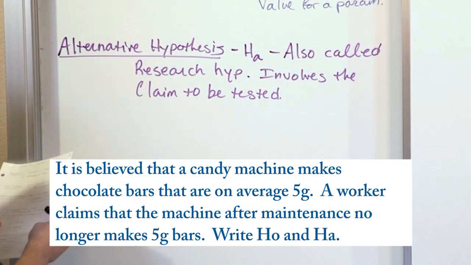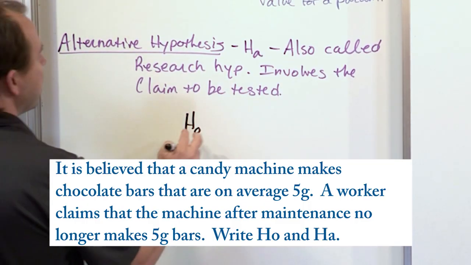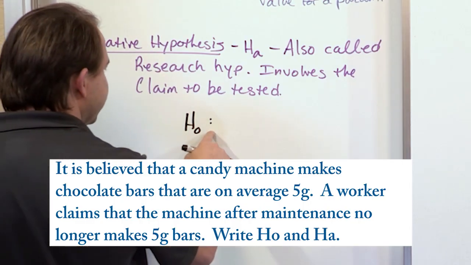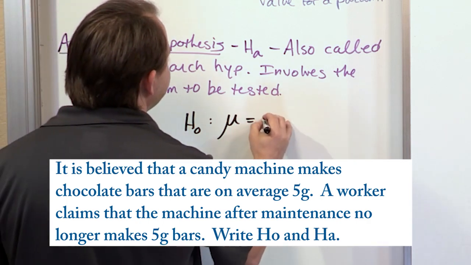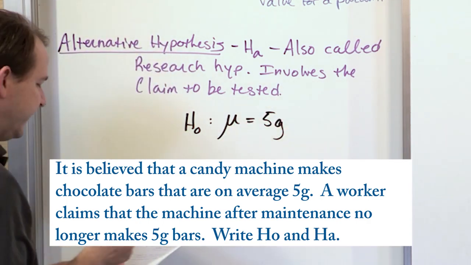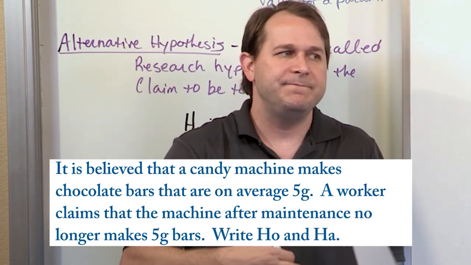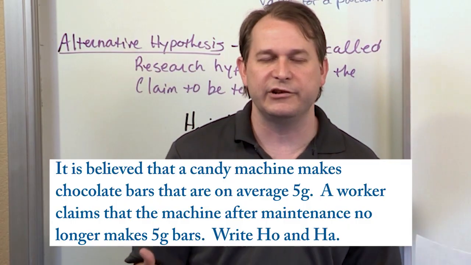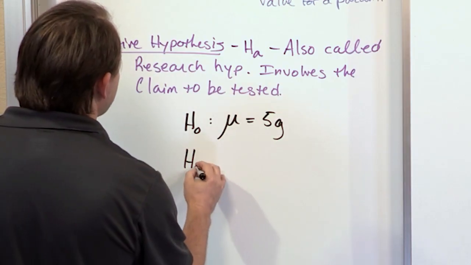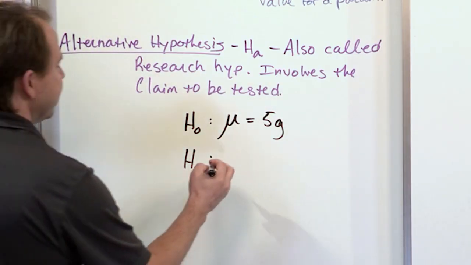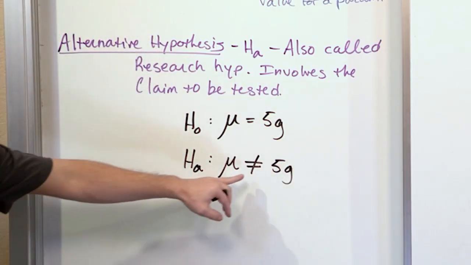So what would be the null hypothesis and what would be the alternative or the research hypothesis? That's what we're trying to do. So the way you write this in terms of math is you write H naught. That tells the person reading that this is the null hypothesis. And you put a colon there, and then you say, well, the mean of the population of chocolate bars is 5 grams. This is the null hypothesis because it says right here, it is believed that a candy machine makes chocolate bars that are 5 grams. That establishes that that's sort of like the default position everybody always thinks these machines are doing. But this person comes along and says, well, the alternative hypothesis that I'm proposing is that this machine no longer makes chocolate bars 5 grams. That's why I have not equals.